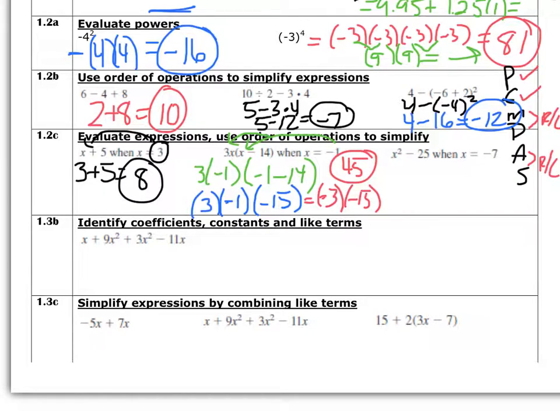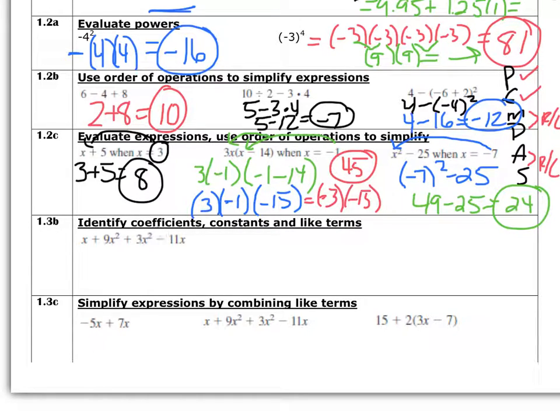Now this one here, we're going to put a -7 in for x. So let's go ahead, put the -7 in the x. So in parentheses, it would be -7 squared minus 25. -7 squared means -7 times -7, which is +49. So this is 49 minus 25. If you do that, what you're going to get is 24.